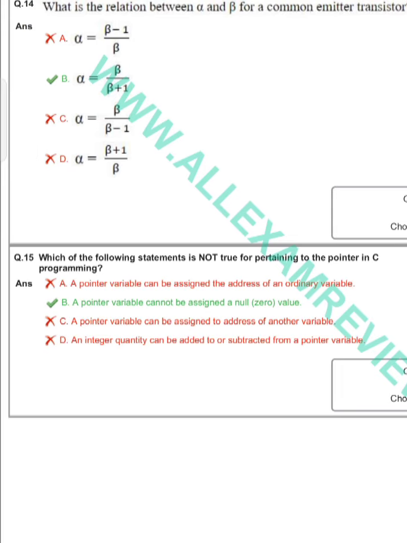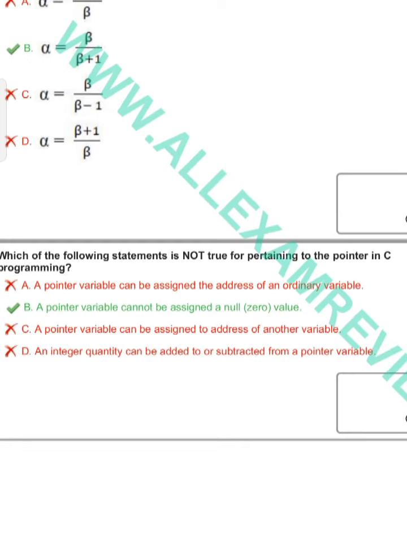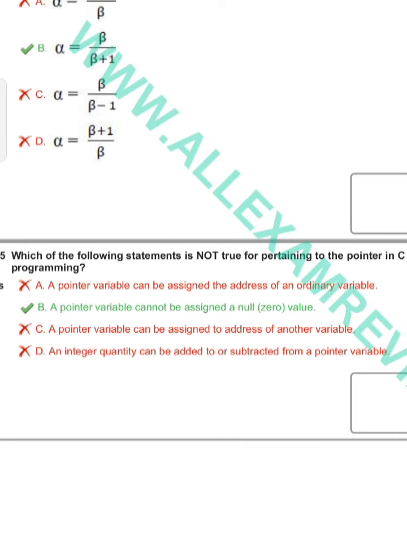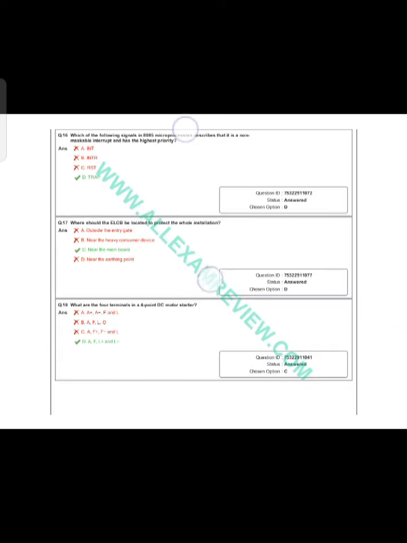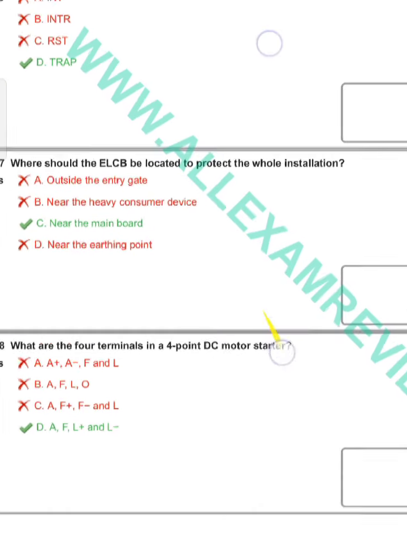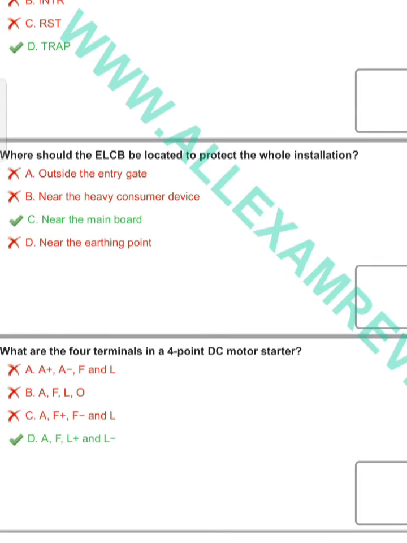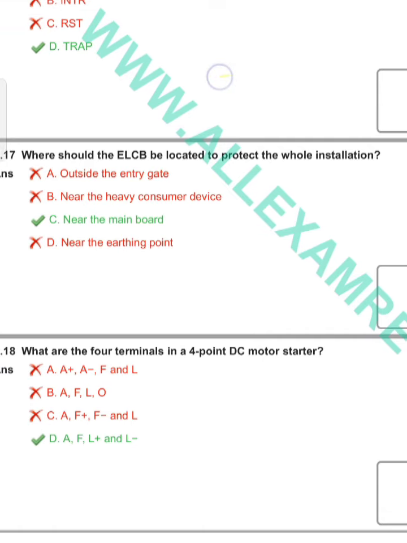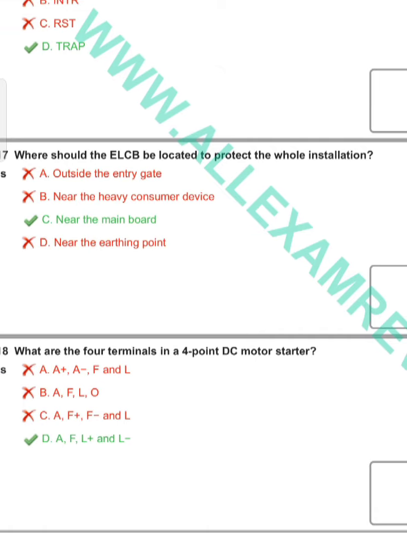Question number 15. Which of the following statements is not true pertaining to the pointer in C programming? Option B is right. Pointer variable cannot be assigned a null zero value. Okay. Question number 16. It's a microprocessor question. Which of the following signals in the 8085 microprocessor is a non-maskable interrupt and has the highest priority? Option D is right. Trap. We have to read on microprocessor 8085. Then you will know the answer.